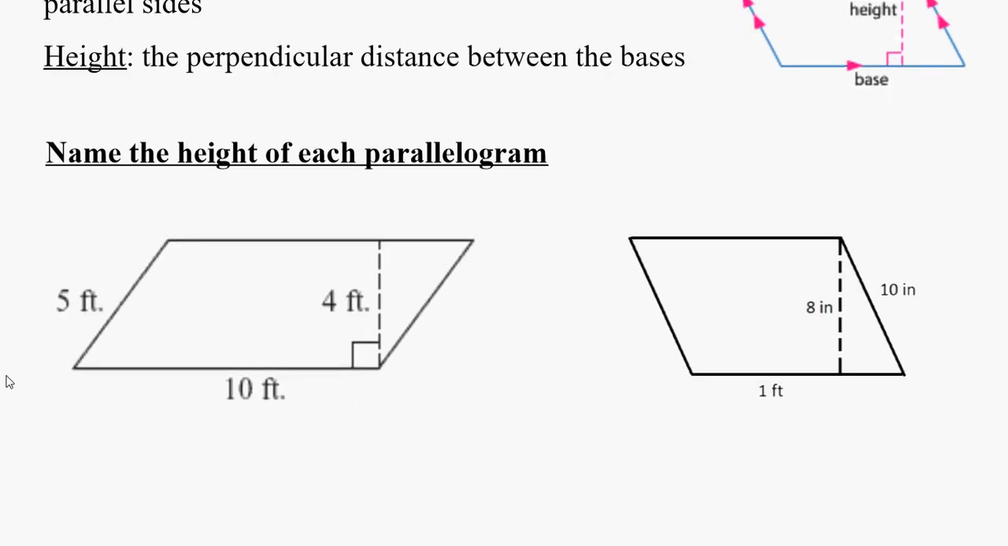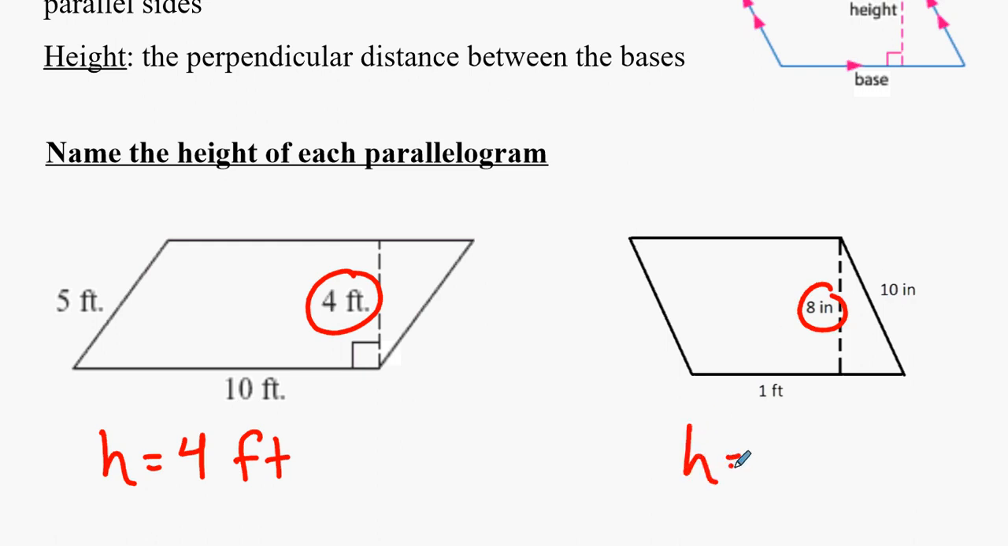It is the vertical height, not the slant height. So for example, in this parallelogram on the left, the height of the parallelogram is the 4. It is not the 5. The 5 is the slant height. So the height for this parallelogram would be 4 feet. Likewise, the one over here would not be the 10, it would be the 8. It would be 8 inches.